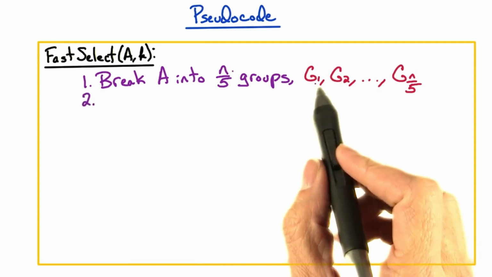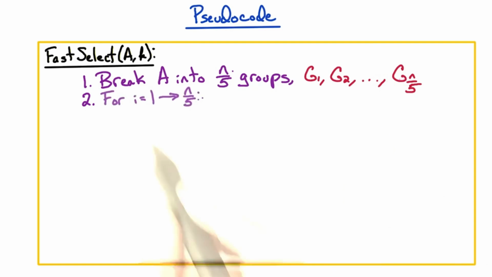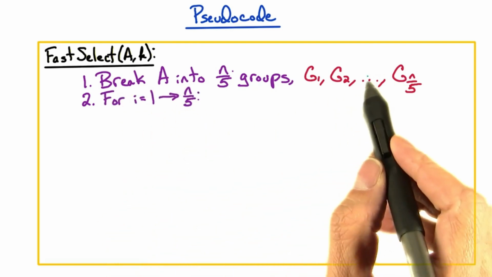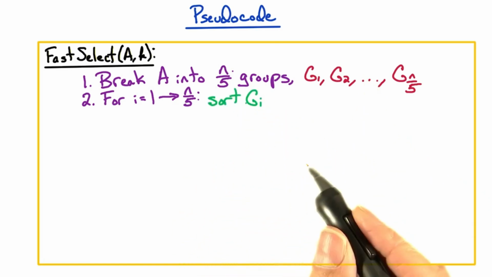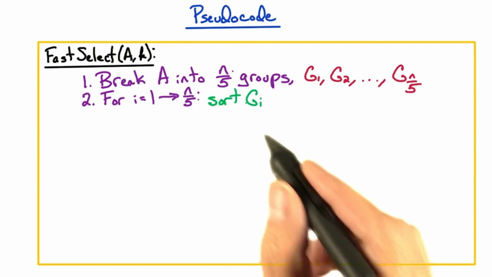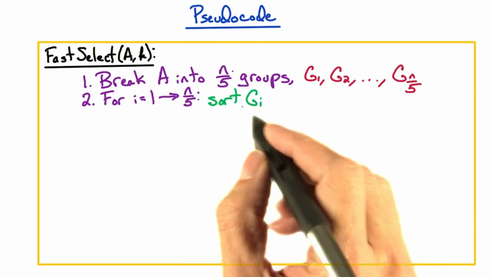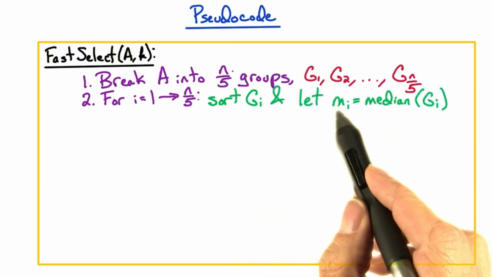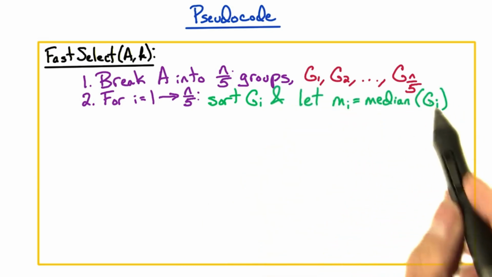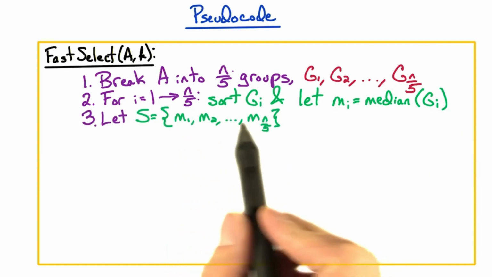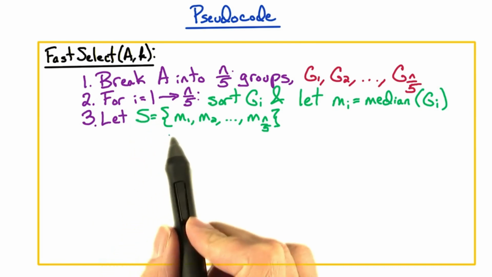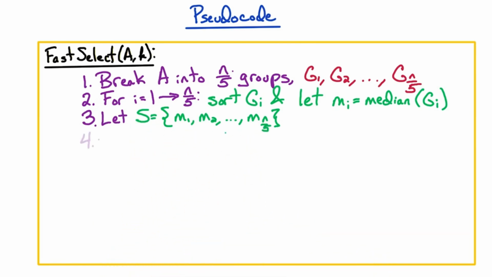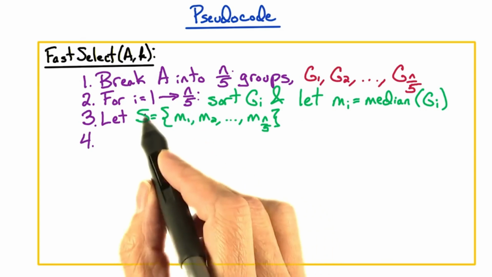Now we have to choose one representative from each of these groups. Here's a for loop to go over the n over 5 groups. For the ith group, group Gi, we want to find the median. To do that, we first sort this group. There's only 5 elements, so we can take any algorithm we like to sort it. And then we take the median of these 5 elements. And let's let mi denote the median of group Gi. Now we want to look at these n over 5 medians which we found in step 2. Let's let capital S denote this set of n over 5 medians. Next, we want to find the median of this set S.